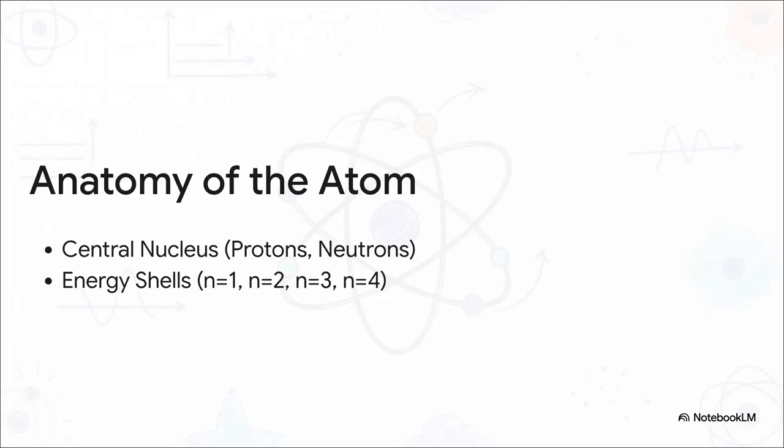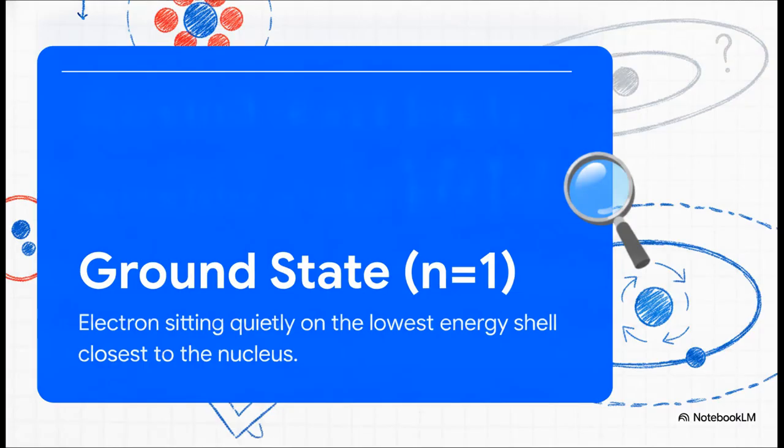So, let's quickly define the rules of this microscopic world. Right at the center, you've got this heavy, dense nucleus packed with protons and neutrons. And radiating outward from that are the energy shells. You'll see them labeled here as n equals 1, 2, 3, and 4. Now, the best way to think about these shells is that they act exactly like the rigid rungs on a ladder.